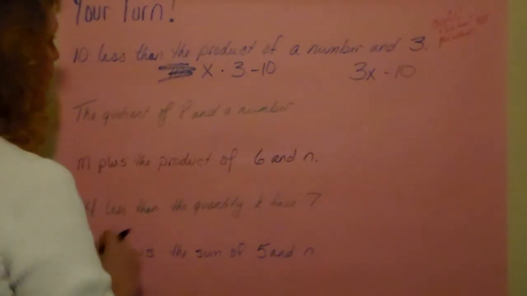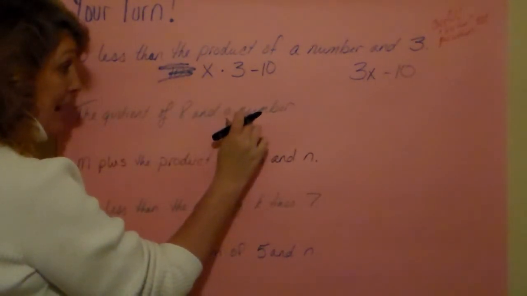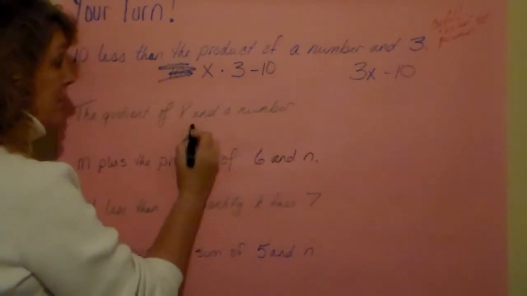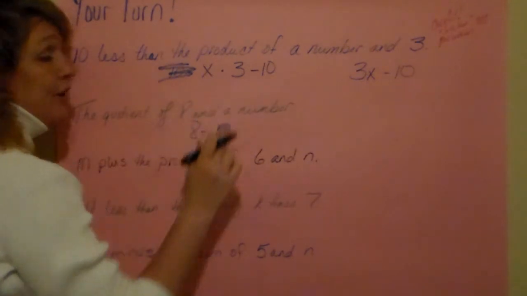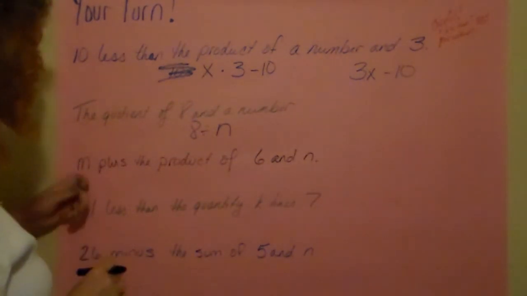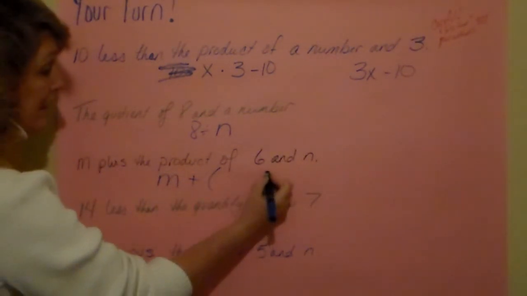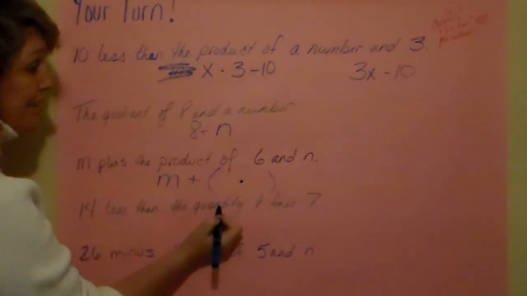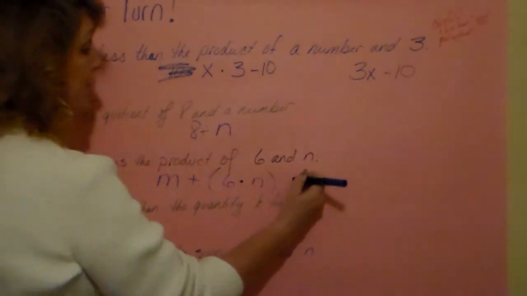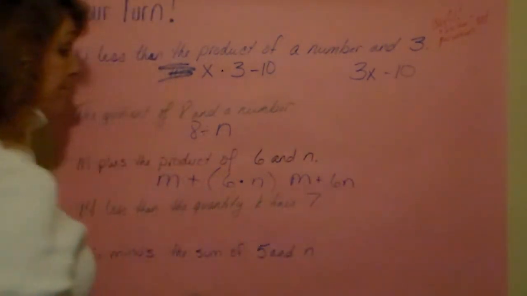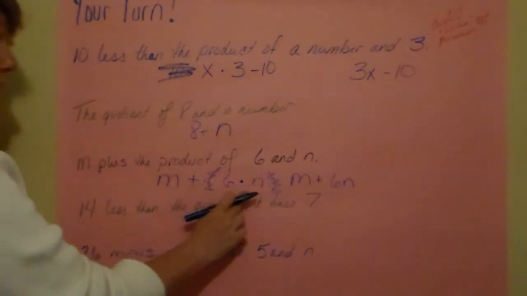All right. The quotient of 8 and a number. Quotient is division. And it's 8 divided by this because it has to come in order. Doesn't matter what letter you choose. Okay? Pick any letter. M plus the product of 6 and n. I'm going to multiply these 2 things together. That's what product is. Now, if you want to write it this way, you can. If you want to write it this way without the parentheses, you can, because you have to do this first.